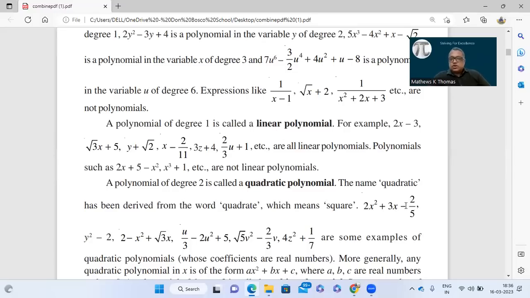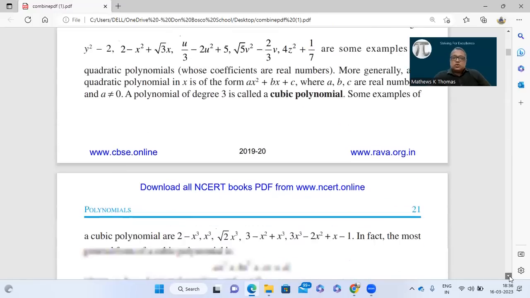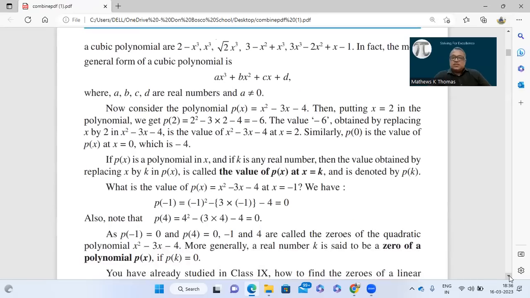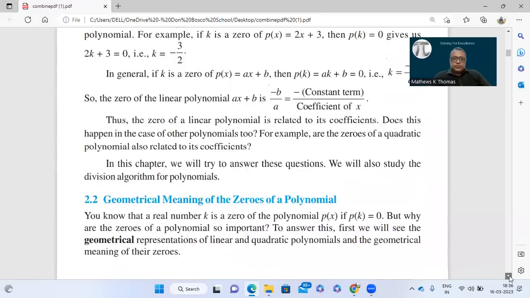If the degree is 2, it is quadratic. If the degree is 3, it is called cubic. And if the degree is 0, it is called a constant polynomial. So these are questions which can come in MCQ, right?